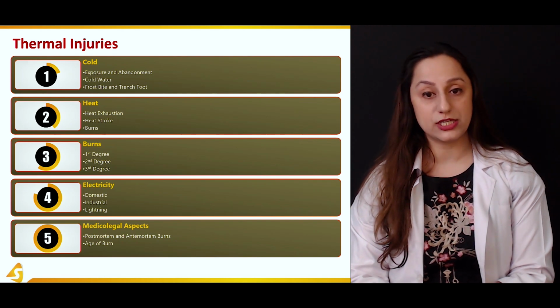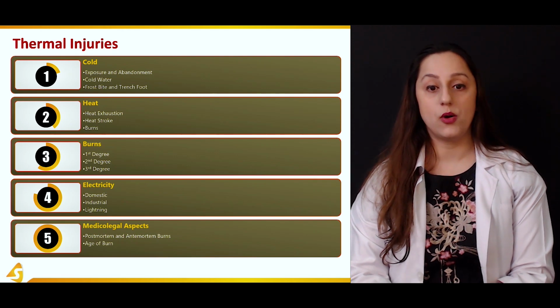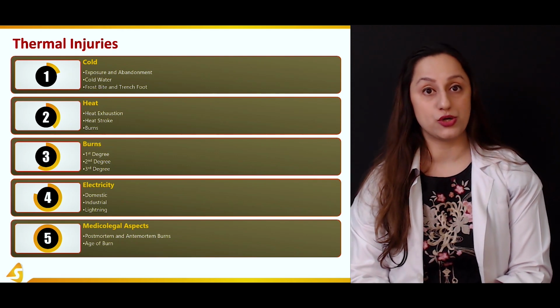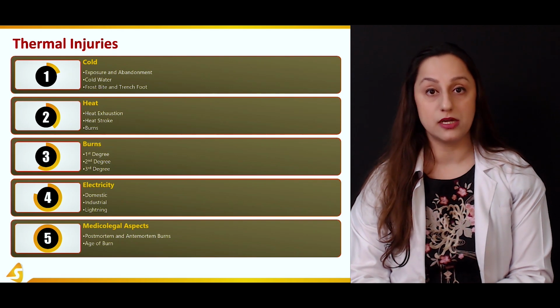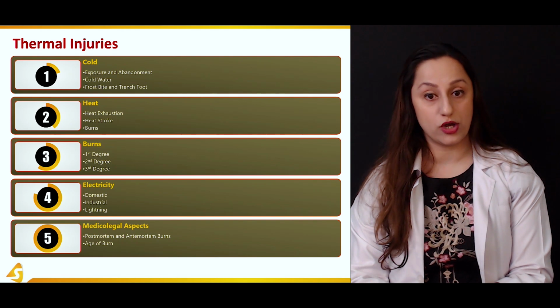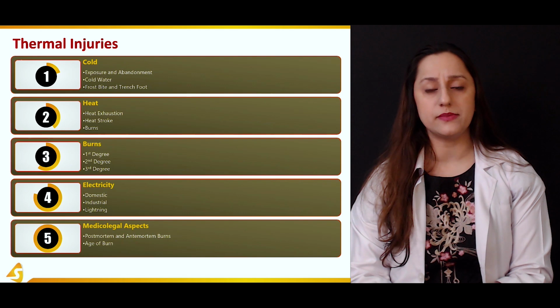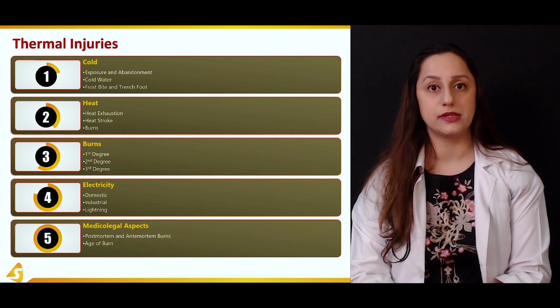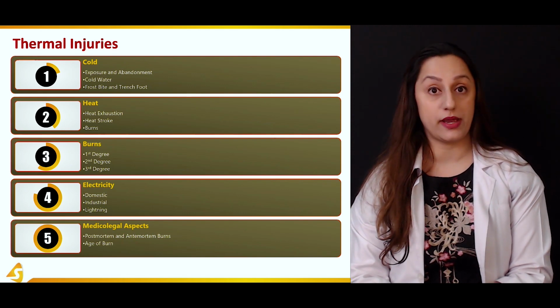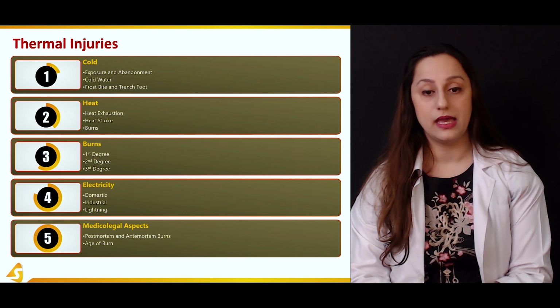So the first section includes the injuries caused by the cold. Now, it can be due to the exposure or abandonment of a person to the cold atmosphere. It can be due to the drowning of the body in cold water, or due to exposure to extreme weather conditions, for example, frostbite and trench foot. We'll be discussing them in detail in the relevant sections.